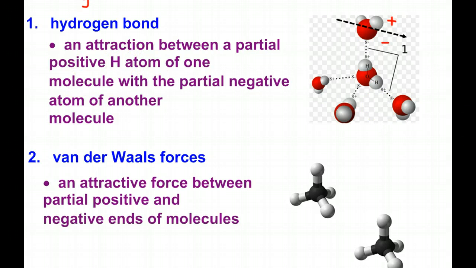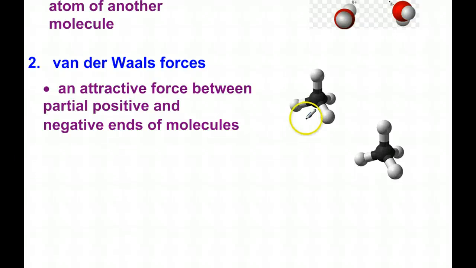The second type is called van der Waals forces. This is an attractive force between partial positive and negative ends of molecules. So this can exist around a nonpolar molecule. So really, if it's not a hydrogen bond, all the other forces that we're going to deal with in this class are going to be called the van der Waals forces. So in this case, it's a weaker force, and you would still have attractive forces between molecules. So this would be like a weak attraction between all other molecules.